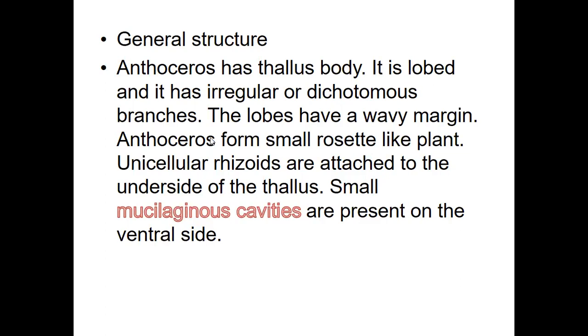All these lobes are arranged in the form of a small rosette-like plant. That means, just as a rose appears circular, all the lobes are arranged in a circular form, so the thallus appears like a rosette plant. The thallus is attached to the substratum with the help of rhizoids, and the internal part of the thallus consists of the most important mucilaginous cavities.